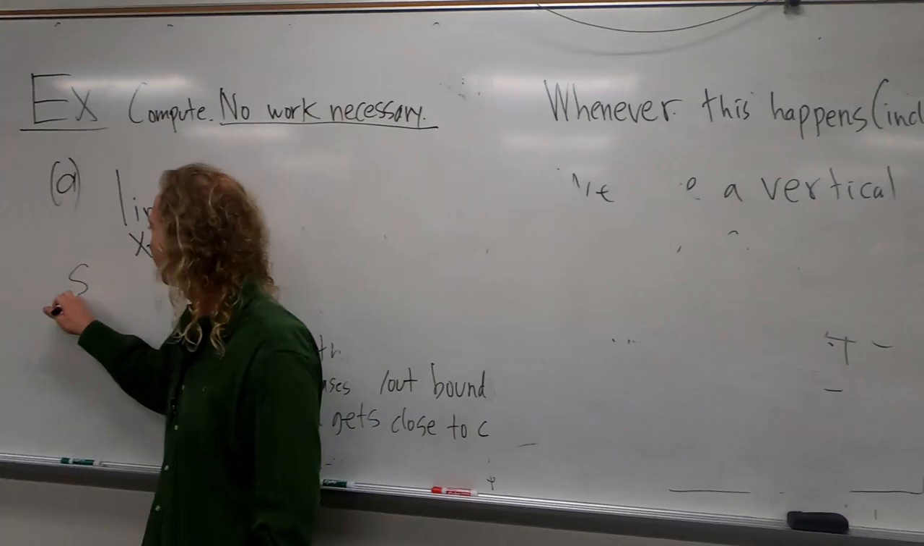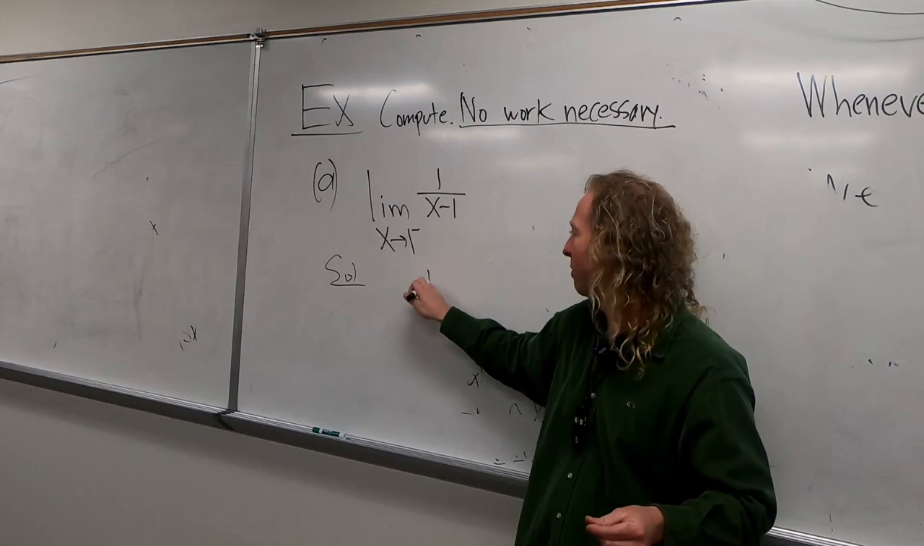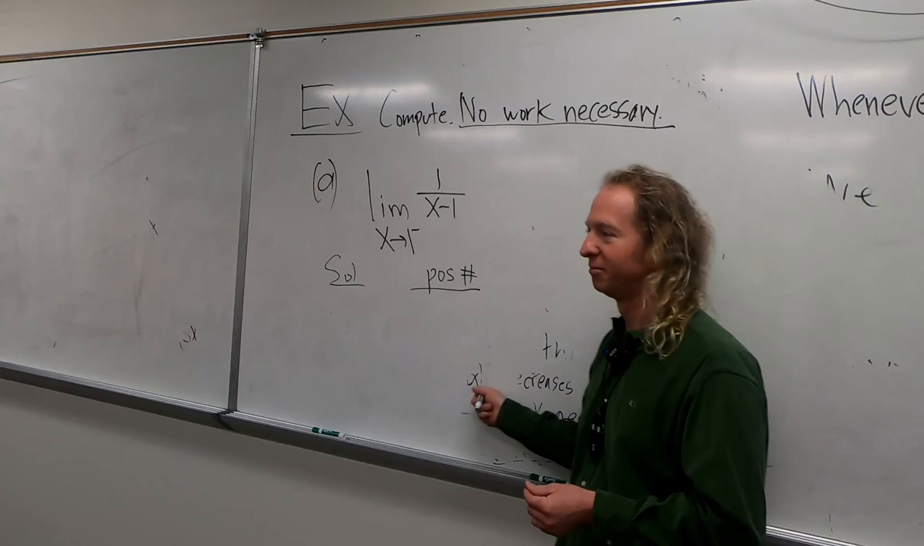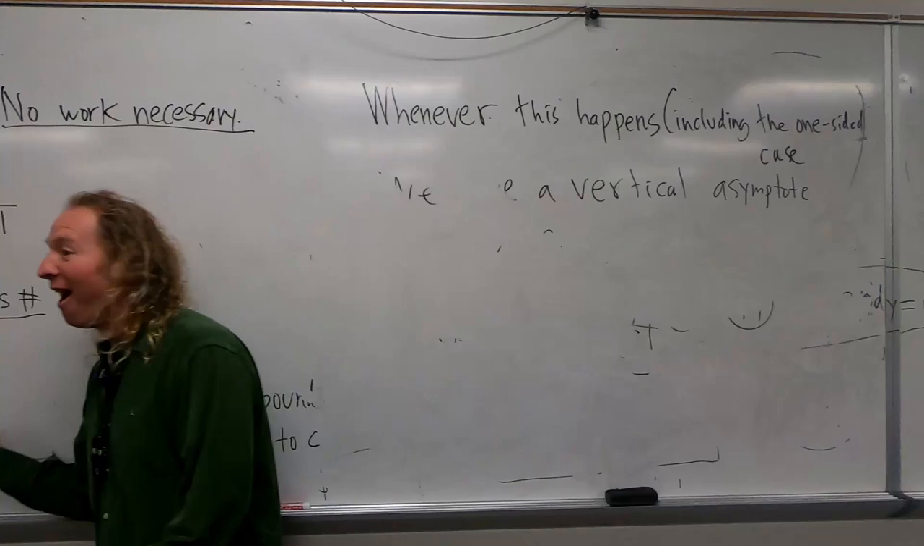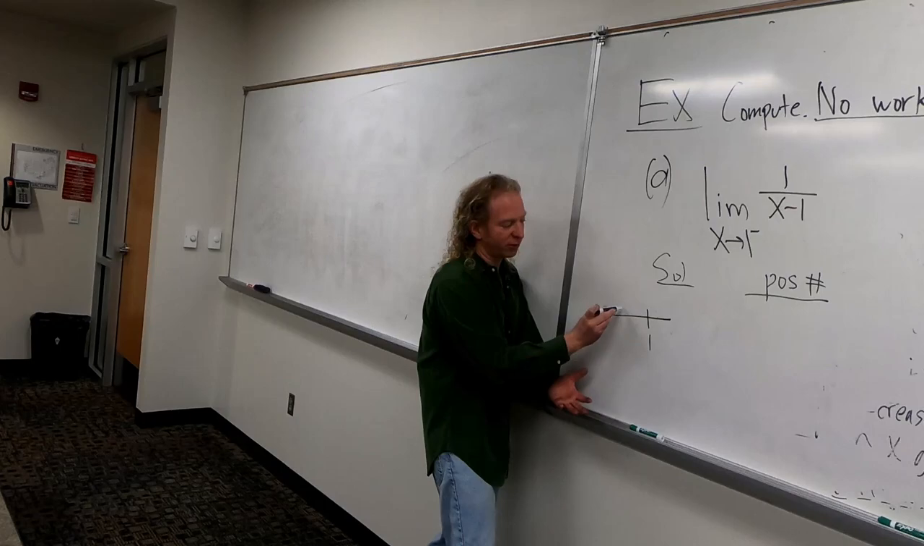So let's see. Solution. You have to think about it. It's a fraction. No matter what, up top, 1 is a positive number, so you have a positive number. I'll put POS number. POS means positive. On the bottom, we have to figure out what's going on. So I like to draw a little picture. Here's the line, the x-axis. Here's 1. We're approaching from the left, so we're going this way.